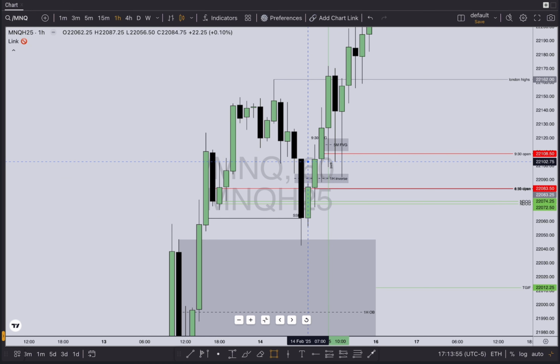So now it's like 80-20. We're bullish, right? We have all these factors on the higher time frames. We're bullish, right? Now I'm trying to look for an entry or a reason to enter to target these highs, which happen to be London highs, okay?